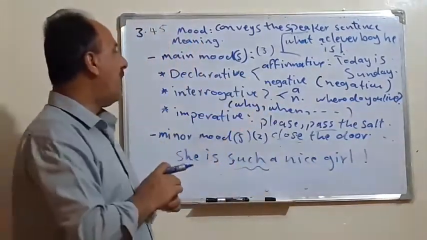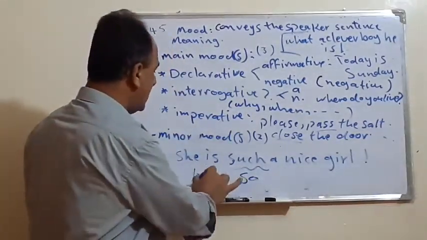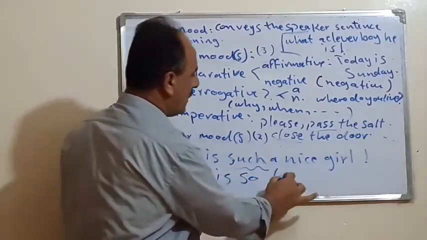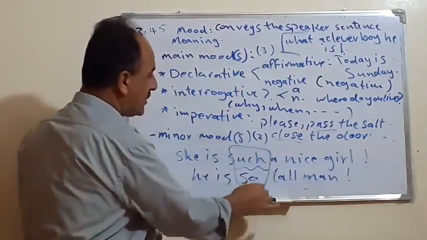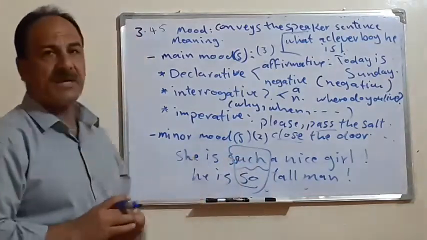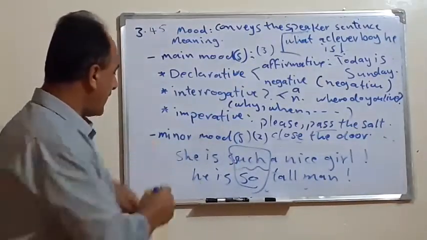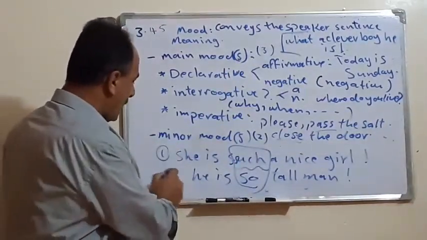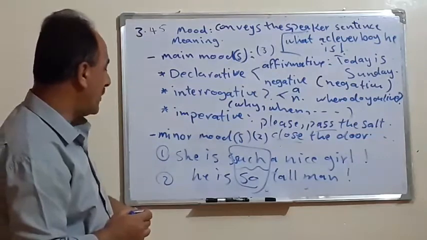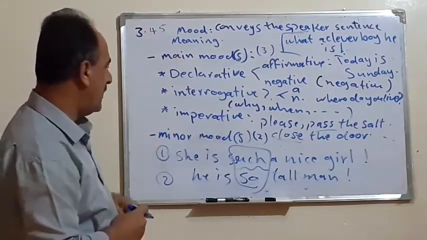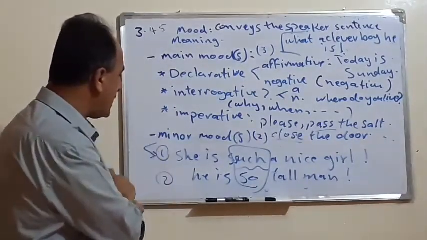Sometimes we even use so. For example, he is so tall. See? So we use so or such to express or indicate the exclamation. These are the cases for the first kind under the minor moods, which is exclamation. For the minor moods, the first type is what we call exclamation.